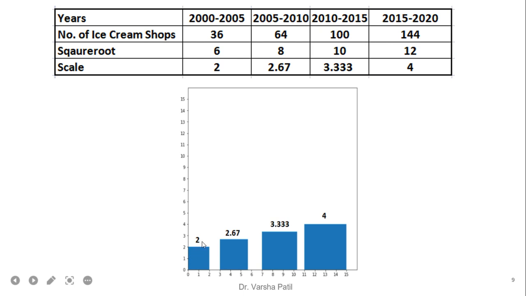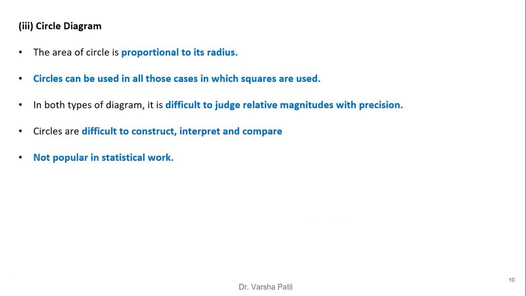And here we are drawing the square area with respect to it by taking the side scale equal to this value. So here 2 side and 2 side, their multiplication is equal to 4. So this is nothing but the area of 4. So in this way we can represent by using a square diagram.